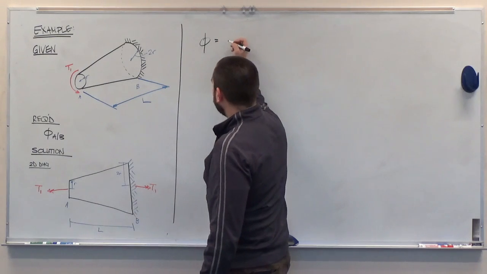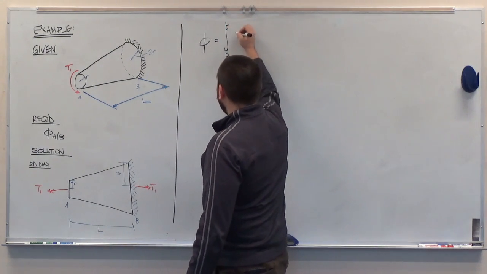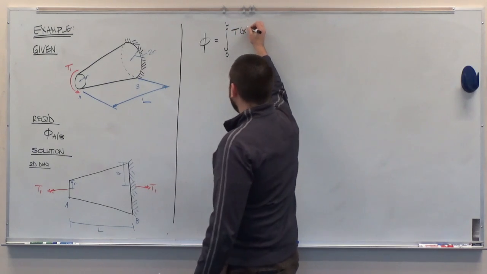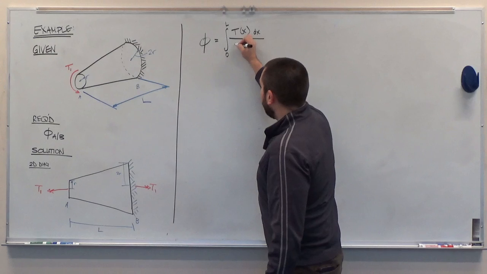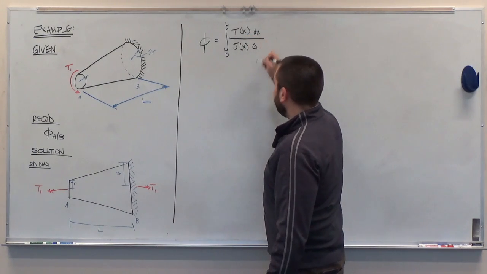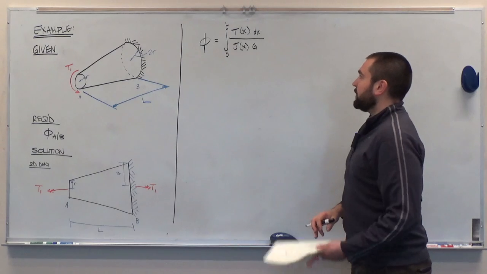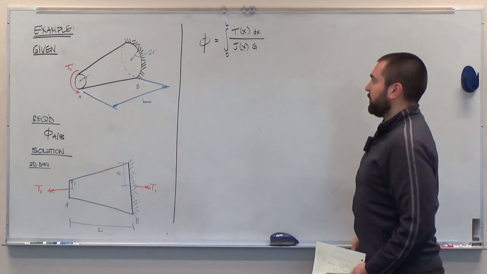So our general equation for phi is the integral from 0 to L of the internal torque as a function of x dx, divided by the polar moment of inertia as a function of x times the modulus of rigidity G. And again, this is the starting point for all of our angle of twist equations.